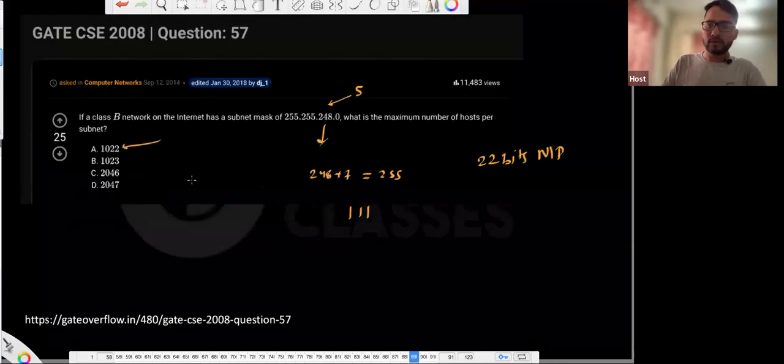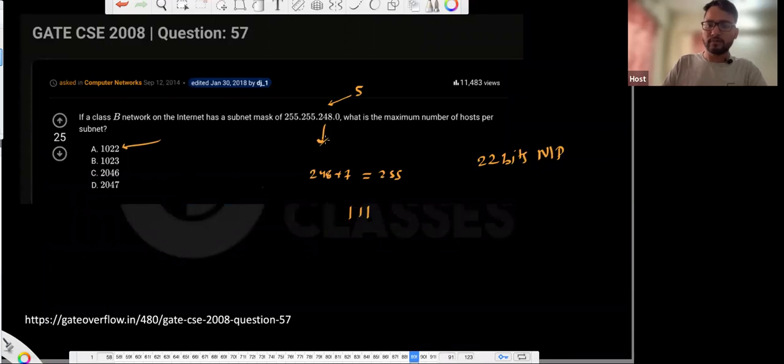Sorry, 11 bits or 10 bits? Sorry, yeah, this is 21. 21 bits for the network ID because these are the 5 bits, and this is 16.